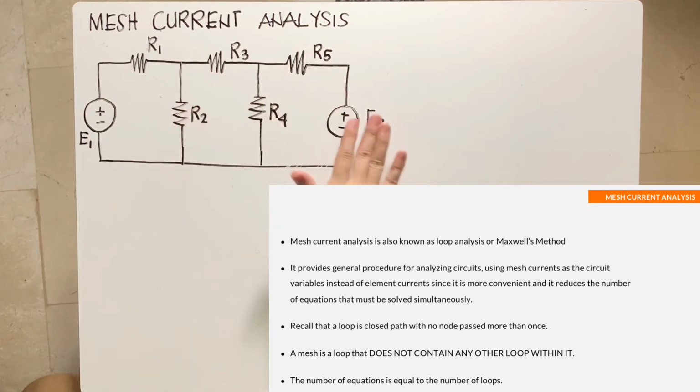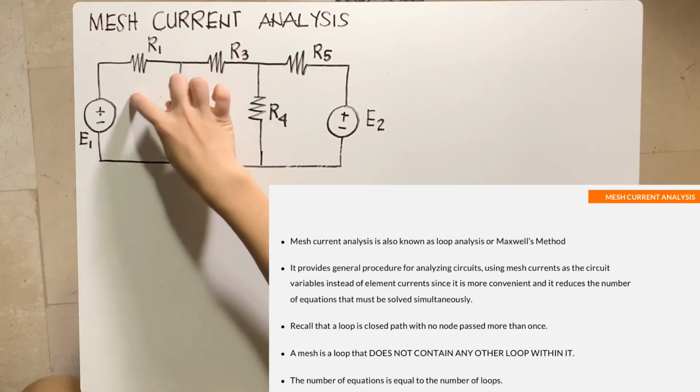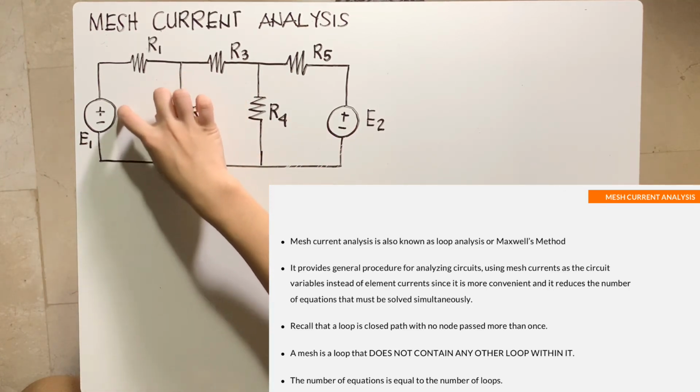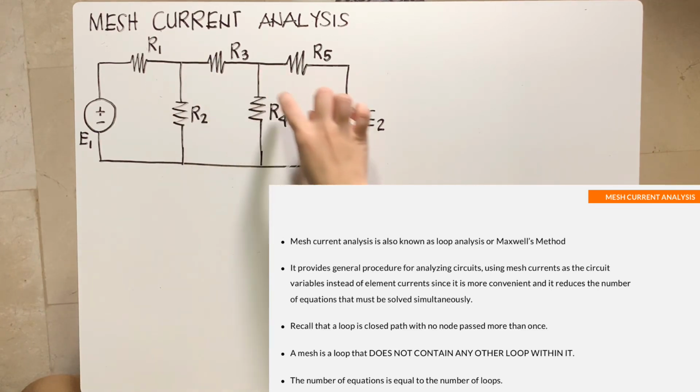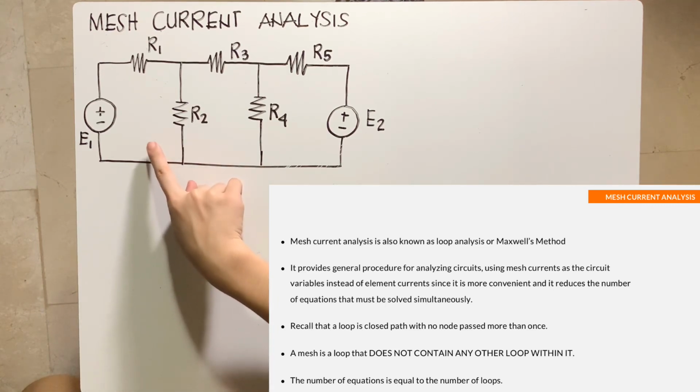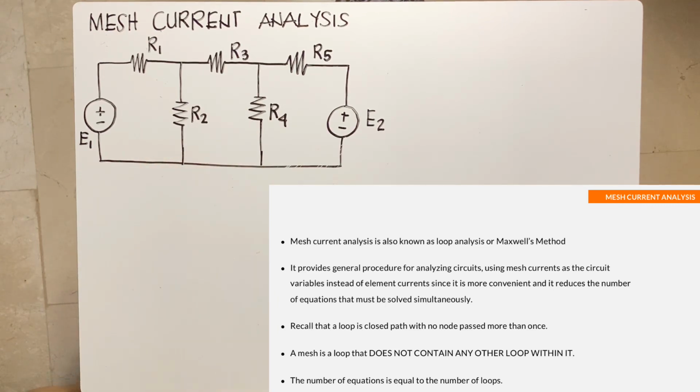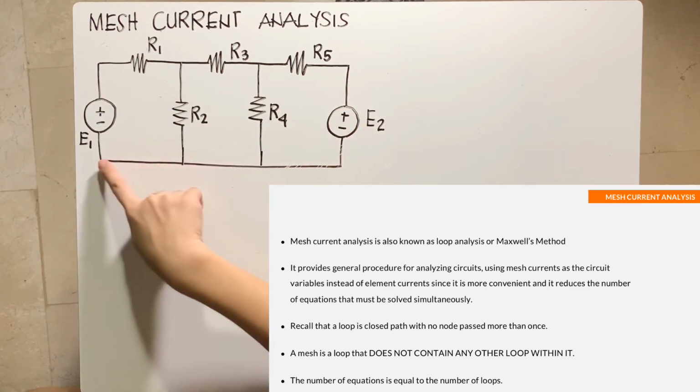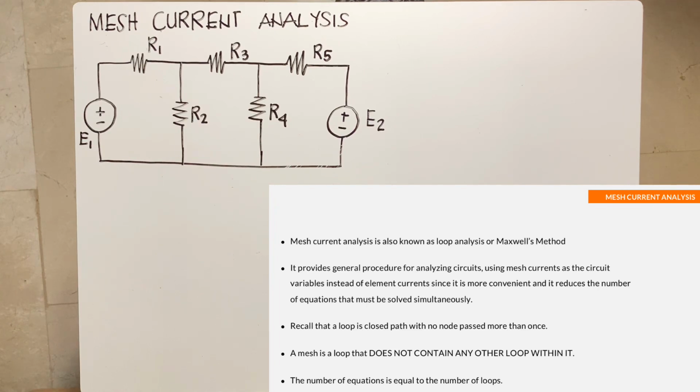But in mesh current analysis, what we're going to do is assume that there is a circulating current inside every loop. And these loops are known as your mesh. Okay? Remember that a mesh is a loop that does not contain any other loop within it. If we're going to look at this electrical network, this outer circuit that we have here may be considered a loop, but we cannot consider it a mesh.